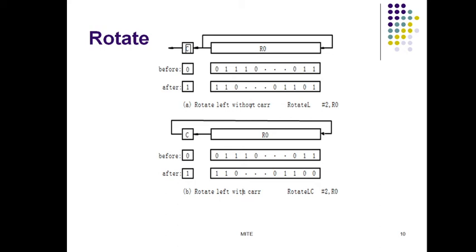Figure A represents RotateL, that is rotate left without carry by 2 bits, with the instruction RotateL hash 2 comma R0. You can see in the figure the carry flag is connected to R0, and whatever is shifted towards the left will be returned back to the right, since it is a left shift. Take the same value. Initially C will contain 0. The contents of R0 are 0111 dash 011.